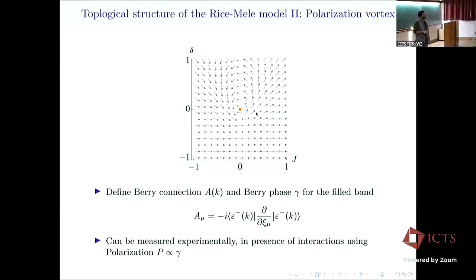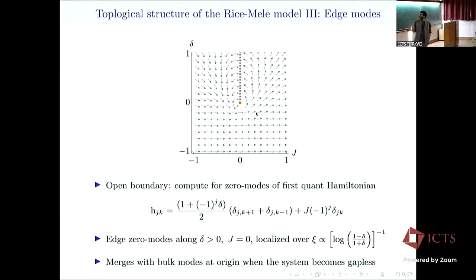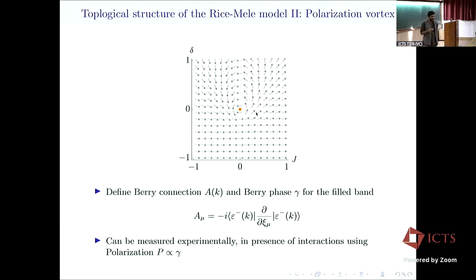But Berry phase is a vector in K space, right? Vector potential in K space. No, we should talk later. Okay. Correct. That's right. So this is a different way of looking at it.